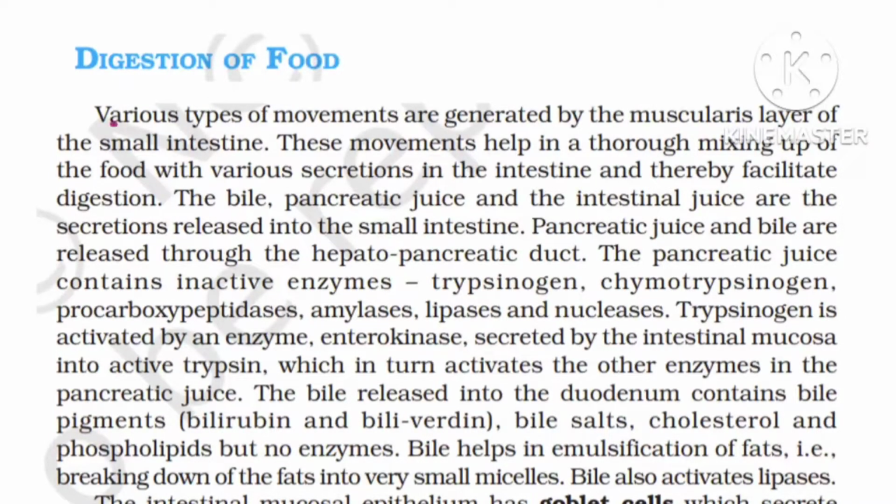See carefully, various types of movements are seen in the small intestine, which are because of the muscular movement. The muscularis layer is showing a lot of movements in the small intestine. It's a type of mechanical digestion. These movements will help in properly mixing the food with various secretions so that the digestion can be done properly. Now, what are the secretions which are coming in the small intestine?